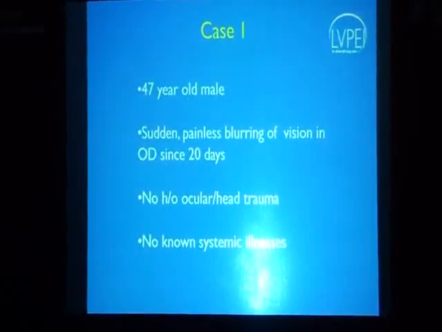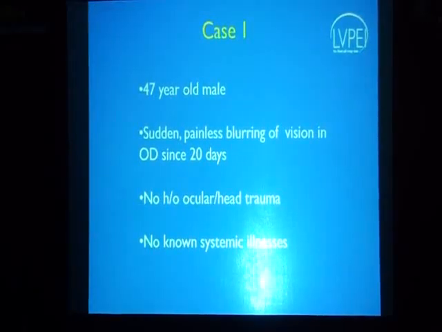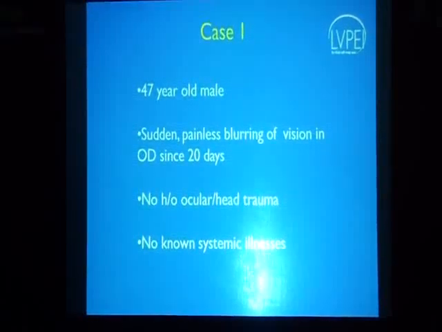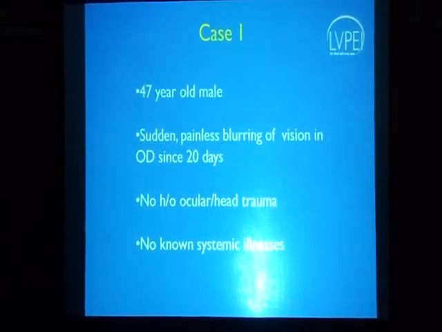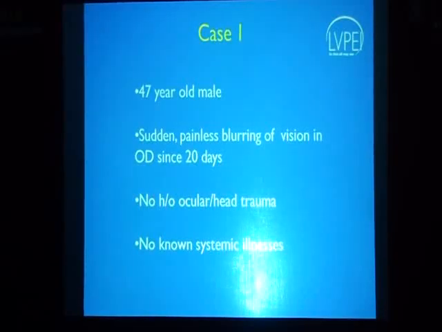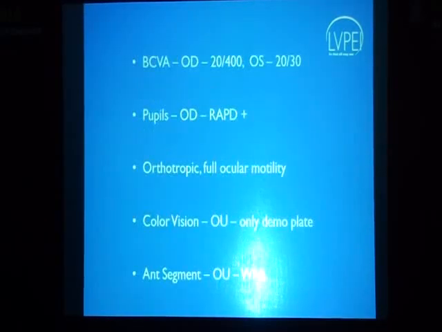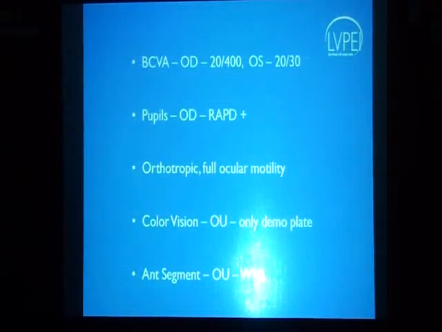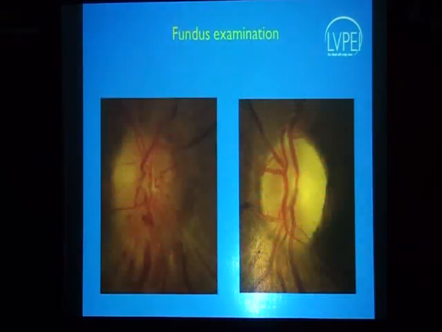The case of a 47-year-old male who comes to us with sudden painless blurring of vision in the right eye for about 20 days. There's no other history. I'm just going to fairly quickly run through the cases, so maybe Dr. Ashwin can also have comments. His best corrected visual acuity in the right eye is 20/400, the left eye is 20/30. He does not remember any episodes of having lost vision in the left eye and basically has no complaints with the left eye. He had a relative afferent pupillary defect, ocular motility was fine, color vision was defective in both the eyes and the anterior segment was normal.